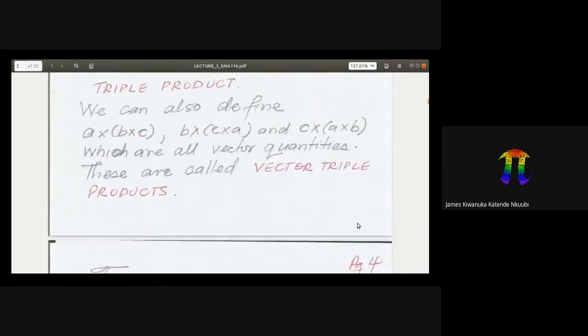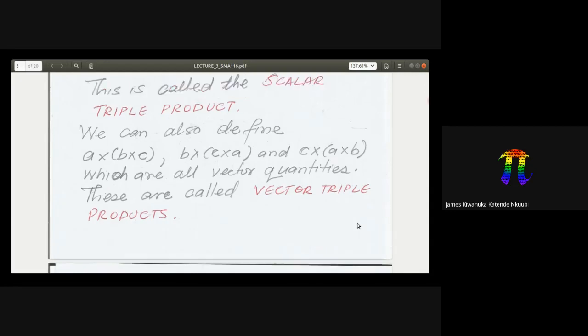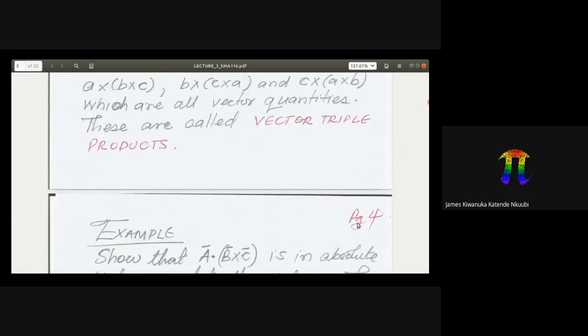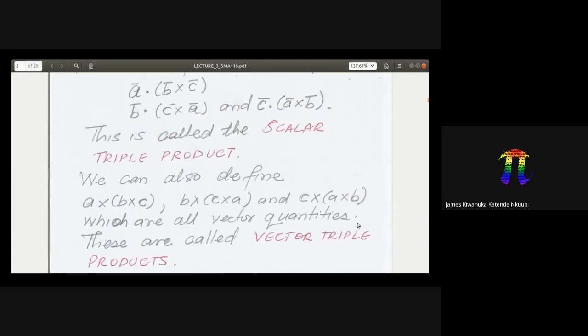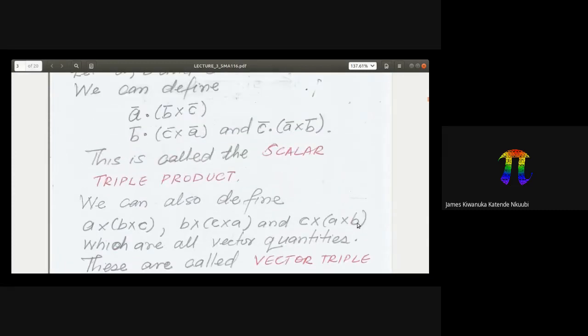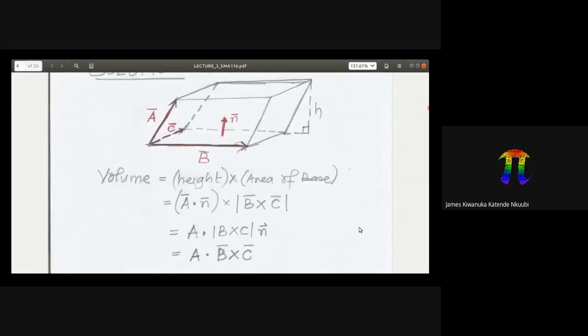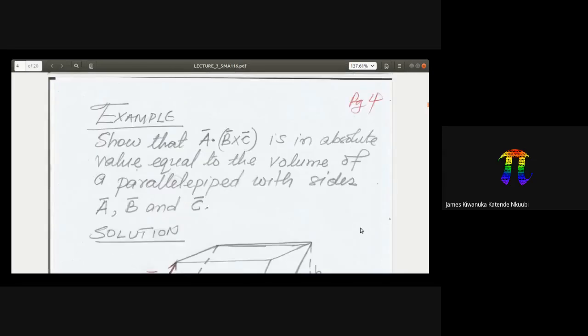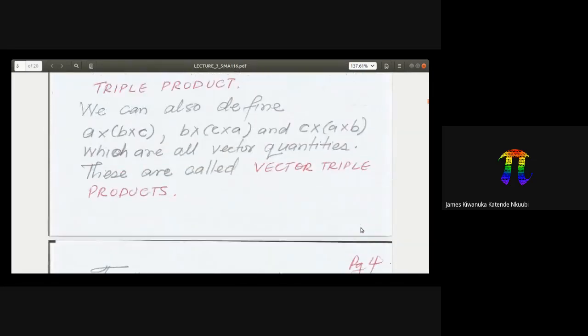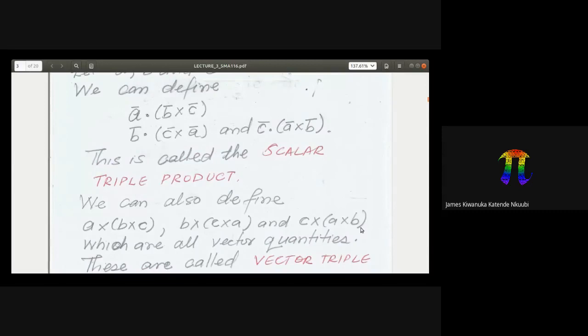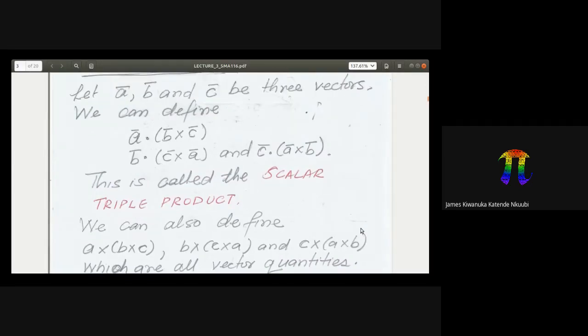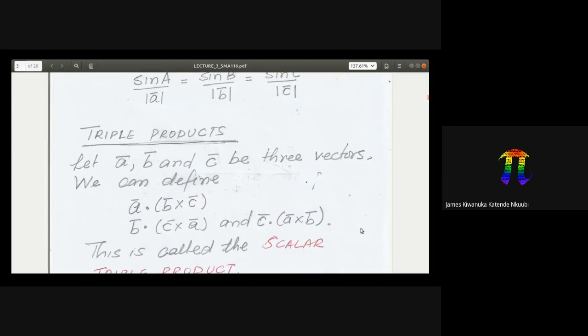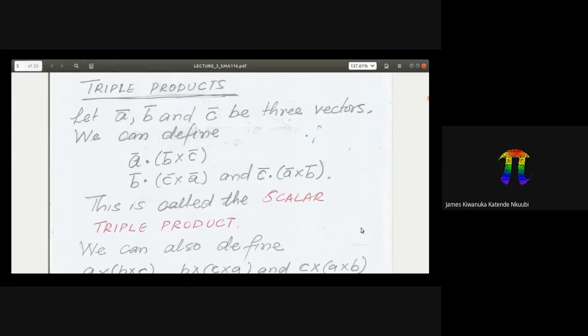So we move to the next topic, which says triple product. So we have had one. What's going on? So we talk about triple product.